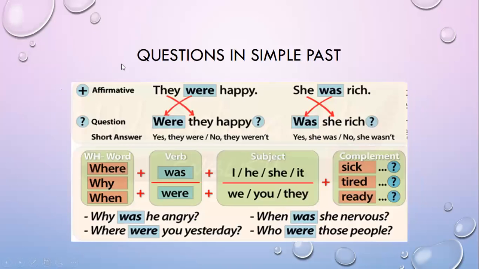And the way that we are going to be making yes, no questions in the simple past with the verb to be is the following. So you can see that here I have affirmative sentences. They were happy. She was rich. So the only thing that I'm going to do is to change the position of the verb to be and the subject. And since this is a question, I need to add the question mark at the end, okay? So the affirmative sentence, they were happy, becomes, were they happy? She was rich, becomes, was she rich? And I can answer those questions saying, yes, they were, or no, they weren't. Yes, she was, or no, she wasn't, okay?